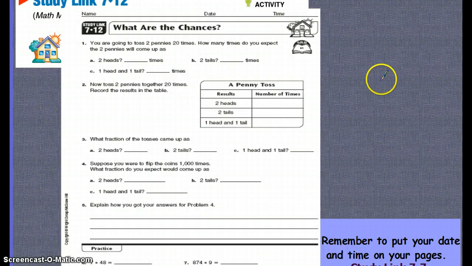And the final thing to do for 7-12 is the study link. What Are Your Chances? Please finish this and do the practice on the bottom and turn it in to me so that I can correct it and let you know how well you've mastered these skills.